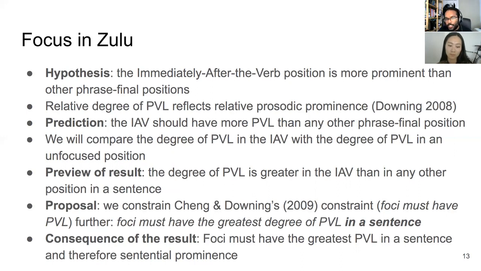To account for this, we would like to constrain Chung and Downing's constraint, which is that foci have to have PVL. We'd like to say that foci have to have the greatest degree of PVL within a sentence. One consequence of this result is that foci have the greatest PVL in a sentence and therefore will carry sentential prominence.